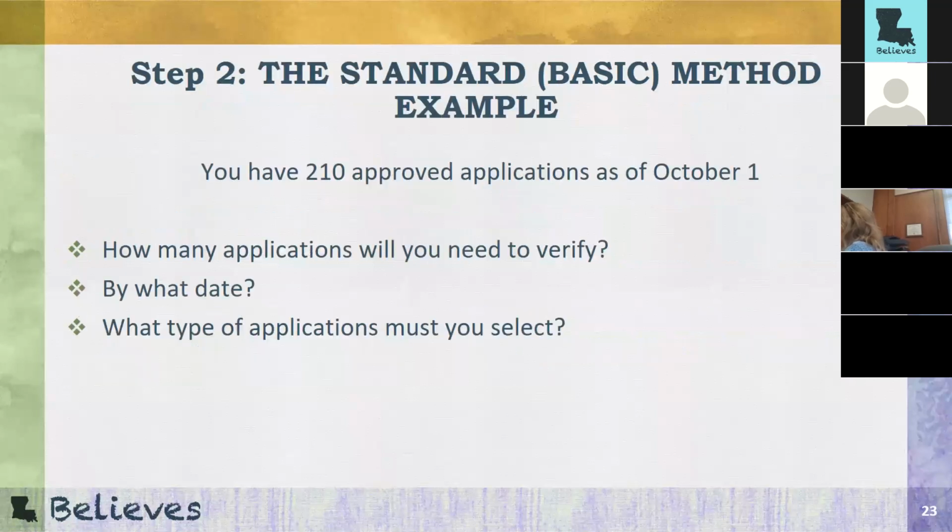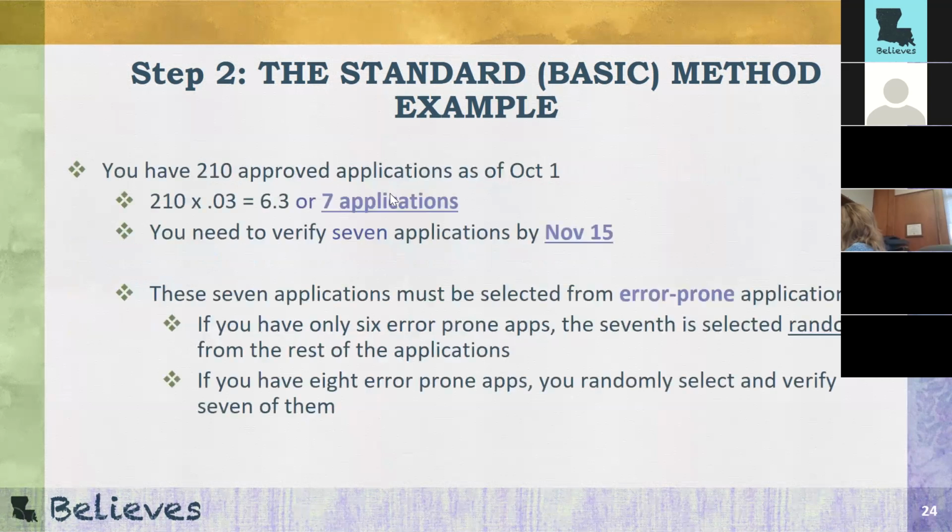Let's look at an example of how to calculate the standard method. You have 210 approved applications on file as of October 1st. Of those 210, how many applications will you need to verify, by what date, and what type of applications must you select?